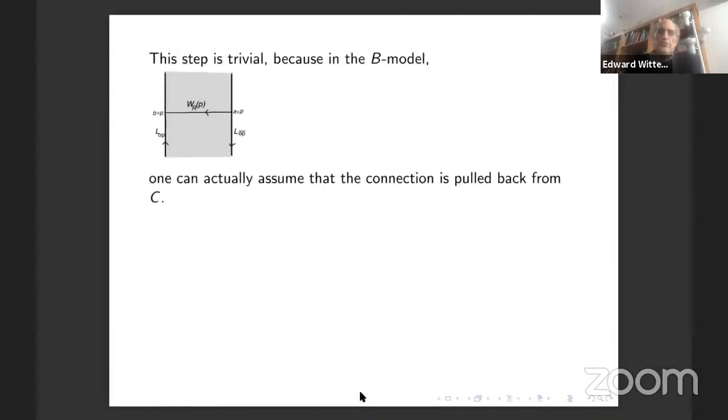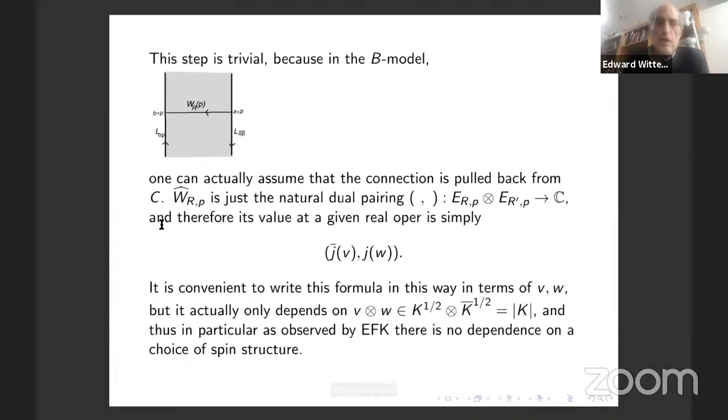That step's trivial because in the B model, up to a nuance I'll state in a moment, you can assume that the connection is pulled back from C. And then the Wilson operator is just the natural dual pairing between these two bundles. So its value at a given real oper pair is simply the pairing using the duality of the space between these two vectors. It's convenient to write this formula in terms of V and W, but it only depends on V tensor W in the tensor product of these two vector spaces. And that tensor product did not depend on the choice of a spin structure.